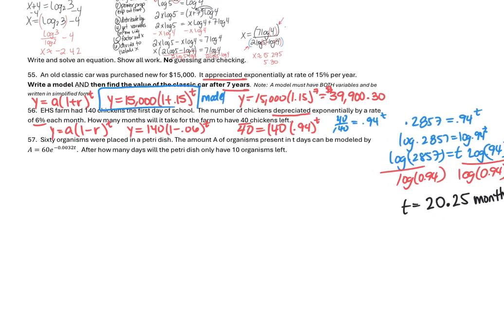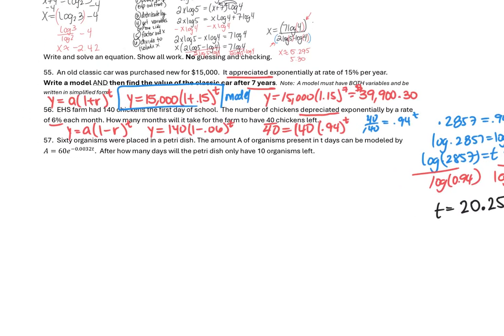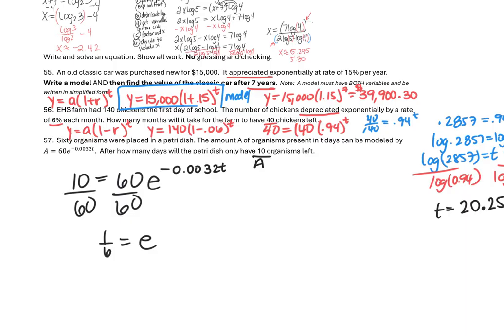And the last word problem. 60 organisms were placed in a petri dish. The amount A of organisms present in t days can be modeled by A equals 60e to the negative 0.0032 t. After how many days will the petri dish only have 10 organisms left? So we're plugging 10 in for A. 10 equals 60e to the negative 0.0032 t. Divide by 60, and that's 1/6 equals e to the negative 0.0032 t. I'm going to do ln, both sides.